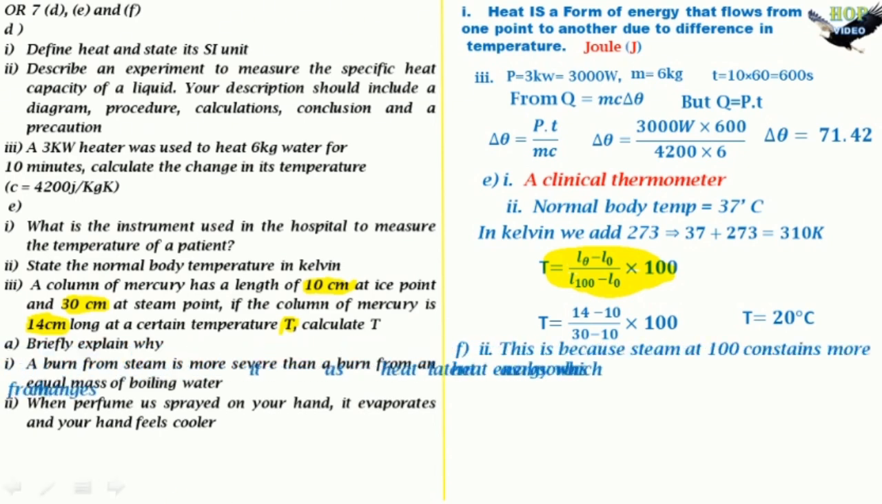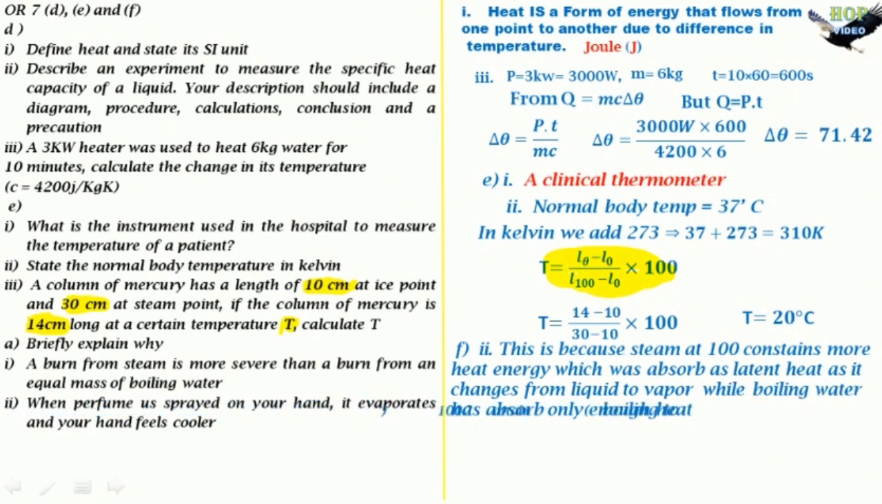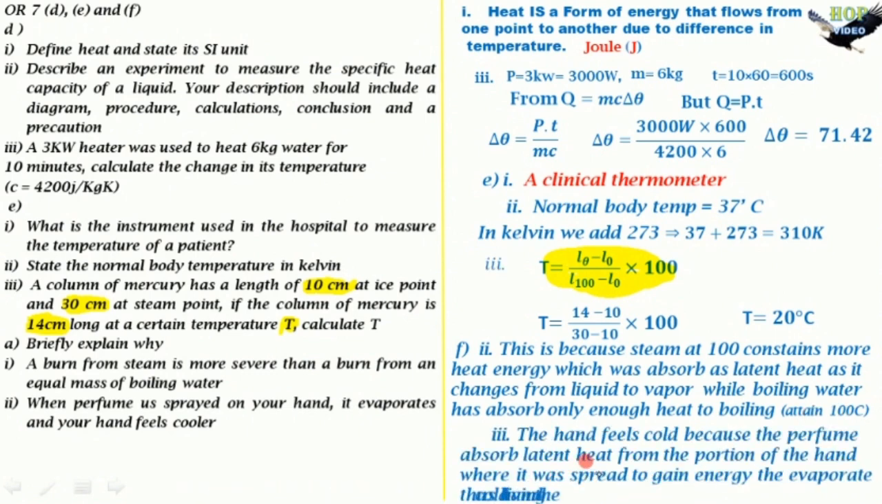Let's move on to the F part of the question, where we are asked to explain why a burn from steam is more severe than a burn from boiling water. This is because steam at 100 degrees contains more heat energy, which was absorbed as latent heat as it changes from liquid to vapor, while boiling water has absorbed only enough heat to boil, that is, to attain 100 degrees Celsius.